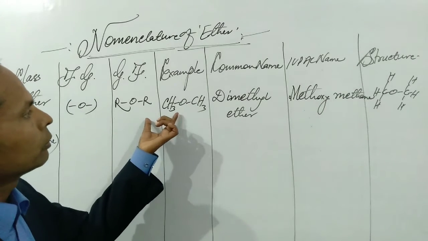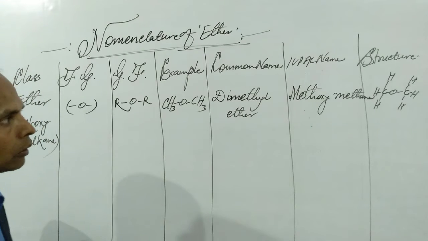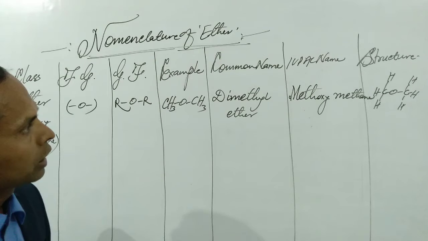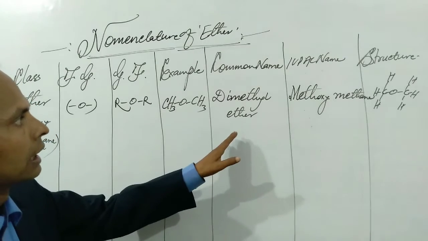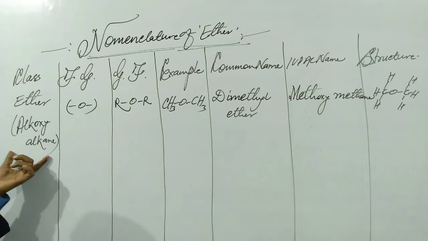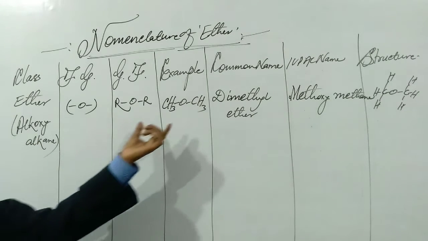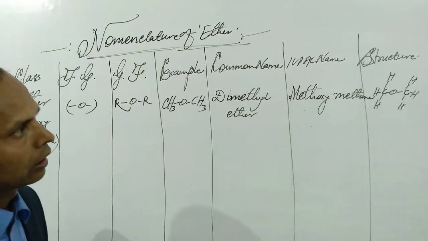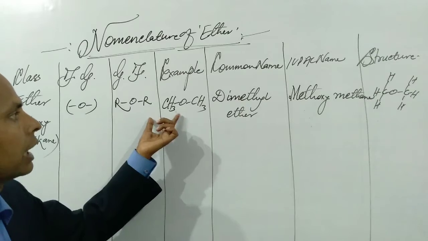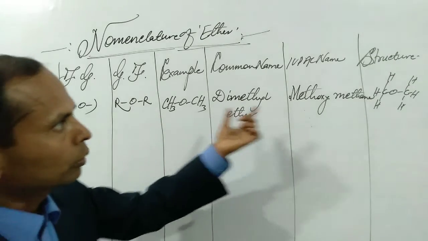This is a methyl group, this is also a methyl group, two methyl groups are present. So the name of such a compound is dimethyl ether, and the IUPAC name of such a compound is alkoxyalkane. In this case only one carbon atom is present on each side, so the name is methoxymethane. This is for methane and this is also for methane, so methoxymethane.